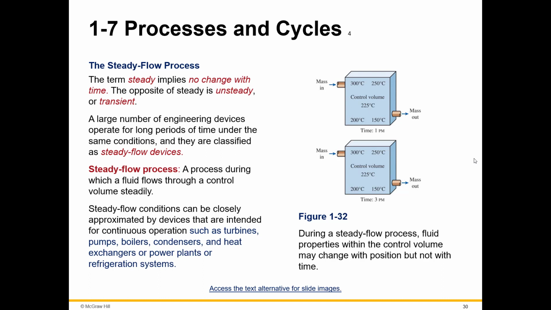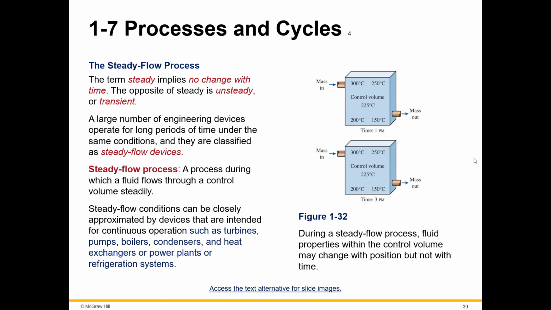Steady flow process is a process during which a fluid flows through a control volume steadily, okay? Steady flow conditions can be closely approximated by devices that are intended for continuous operation, such as turbines, pumps, boilers, condensers, heat exchangers, power plants, refrigeration systems, things that we need, right? You need your refrigerator to always work. You need the same amount of fluid to flow through it. You need the same output. You need those things to be very steady. You need them to be dependable. You need them to work around the clock. You don't ever need them to turn off, right, or need to be reset.